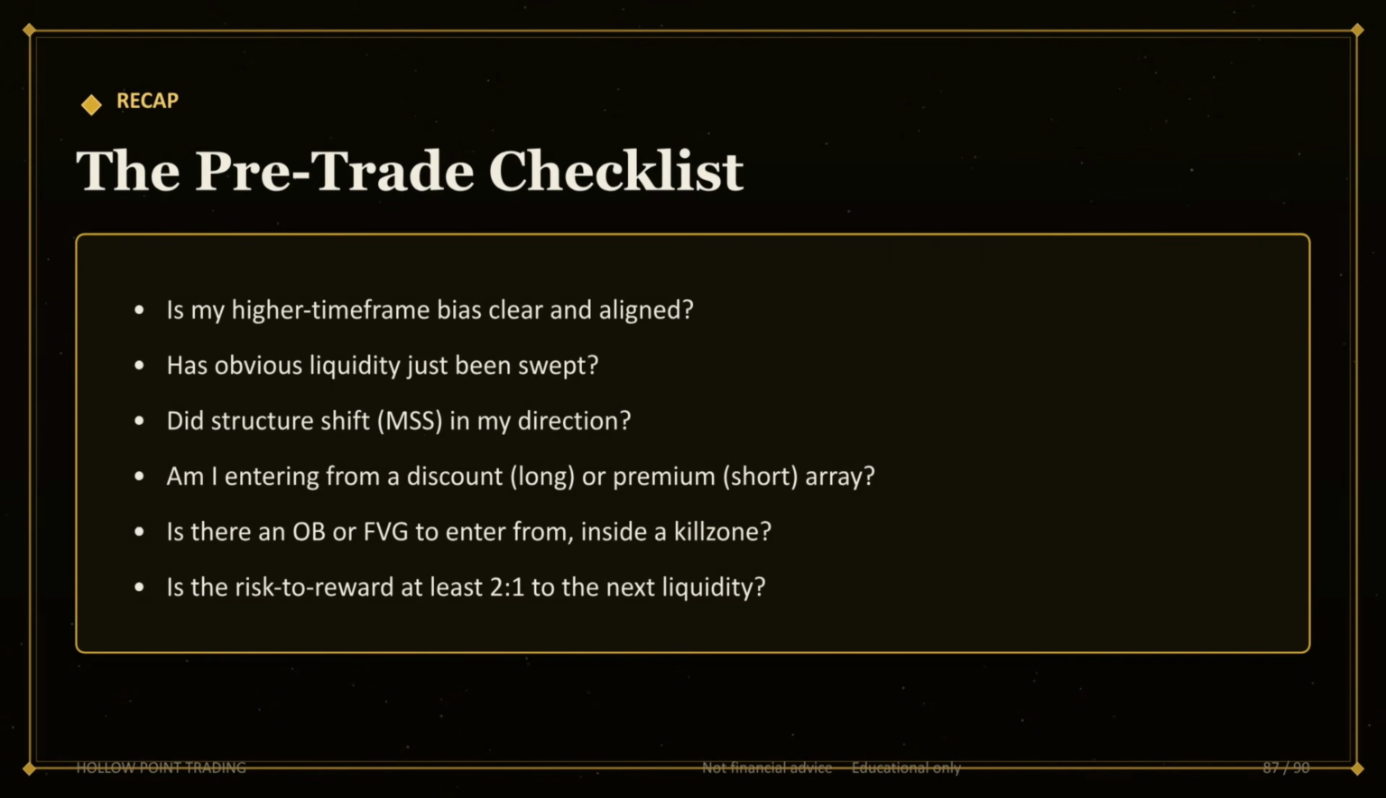Is your bias aligned? Has liquidity been swept? Did structure shift? Are you entering from a premium or discount array? Is there an order block or gap to trade from? Does the setup offer sufficient risk to reward?